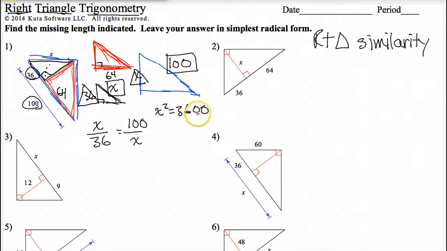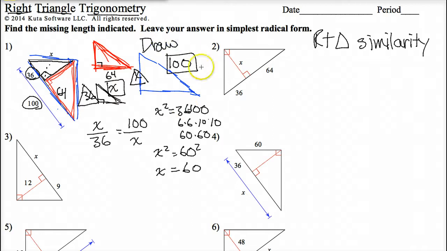But I noticed that this is really 36 times 100, which is 6 times 6 times 10 times 10, which is really 60 times 60, which is really 60 squared. And x squared equals 60 squared, therefore x equals 60. That was like a piece of cake, and that's kind of how we go about doing that. So first draw these triangles, and then go back and try to find the pieces that match. You're going to have pieces that match, but you just got to match them appropriately.